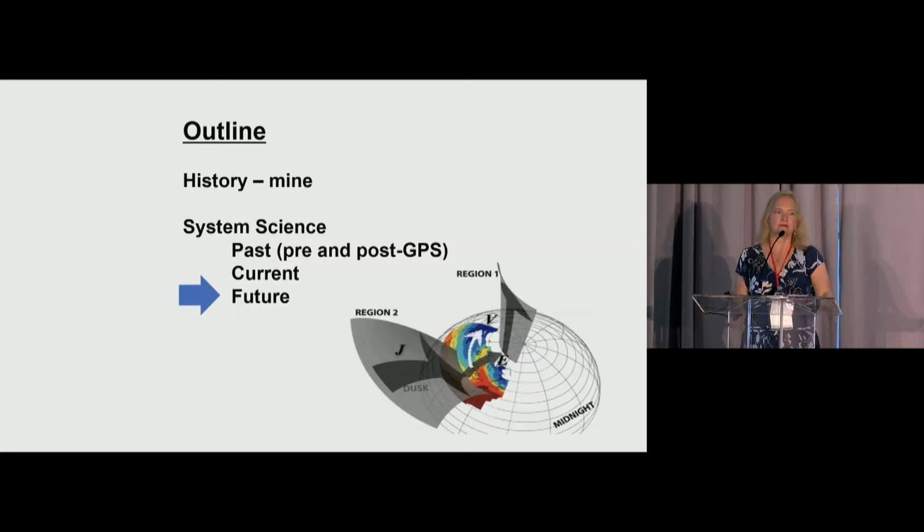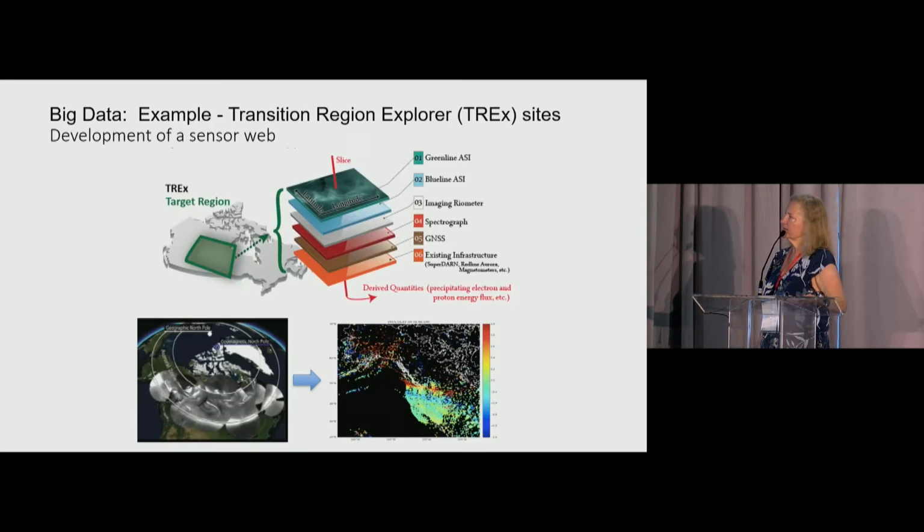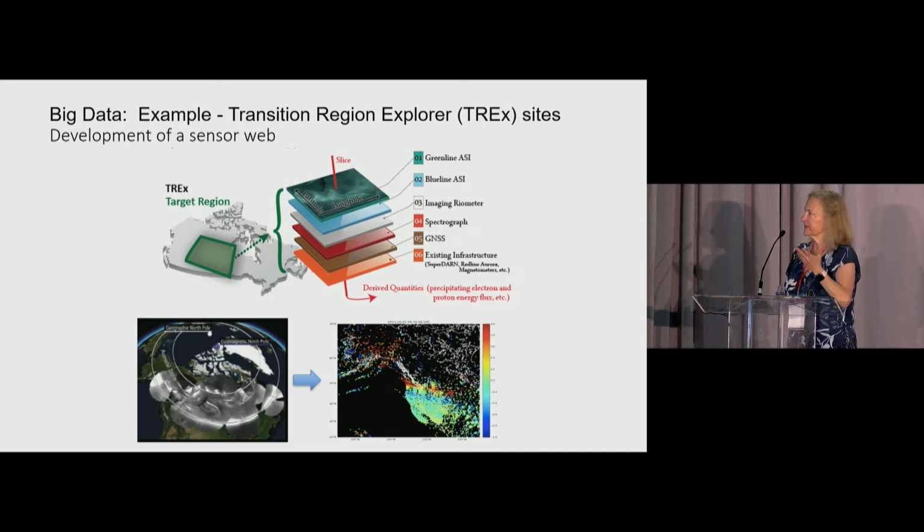So what's in the future and where are we going? Well, I think now it's no longer just GPS. It's more, how can we make it more efficient to combine many, many different types of data? What can we do as a community to really get this to happen? This is actually from Calgary, where they're trying to build out many, many different receivers, green line all-sky imagers, blue line all-sky imagers, an imaging riometer, a spectrograph, GNSS, and continue to build up the infrastructure.